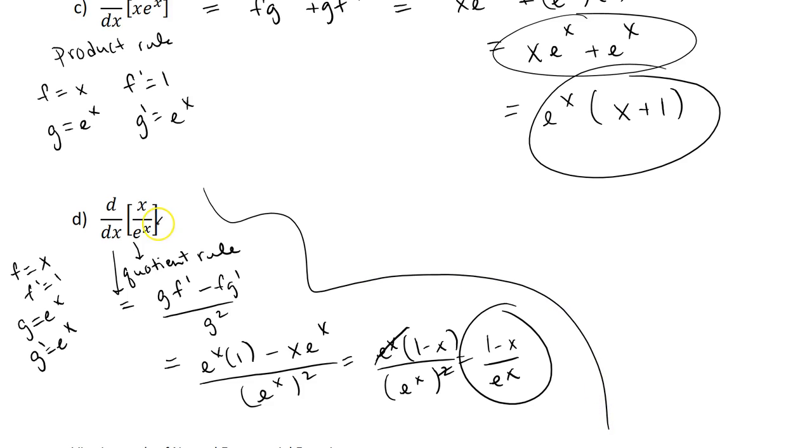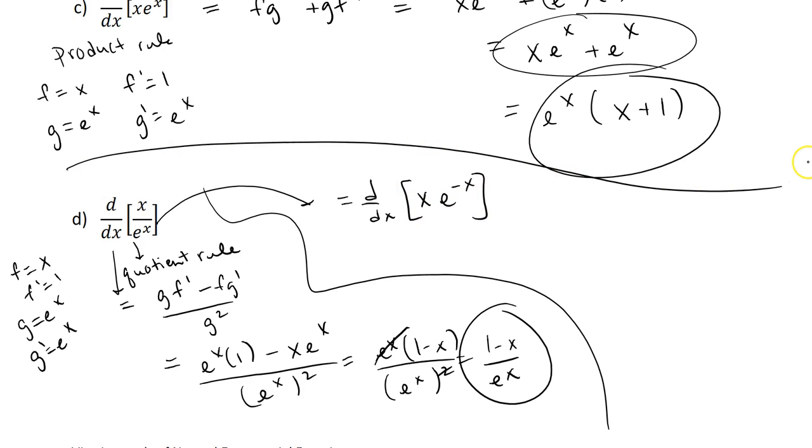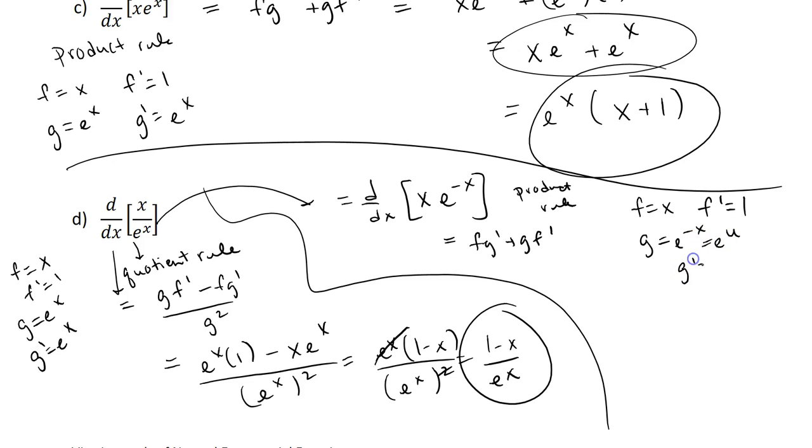The other option is we could write this as the derivative with respect to x of x times e to the negative x. Remember, if you bring an exponent up across that line, you have to change the sign of the exponent. So in this case, we could use the product rule. So this would be fg prime plus gf prime. Now, f in this case would be x, so f prime would be 1. g would be e to the negative x. So this is e to the u. So g prime is u prime e to the u. u is negative x, so u prime is negative 1. So this would be negative e to the negative x.